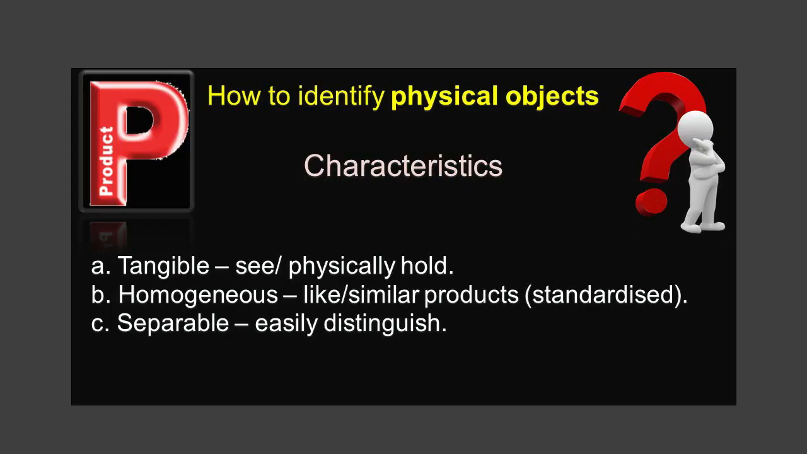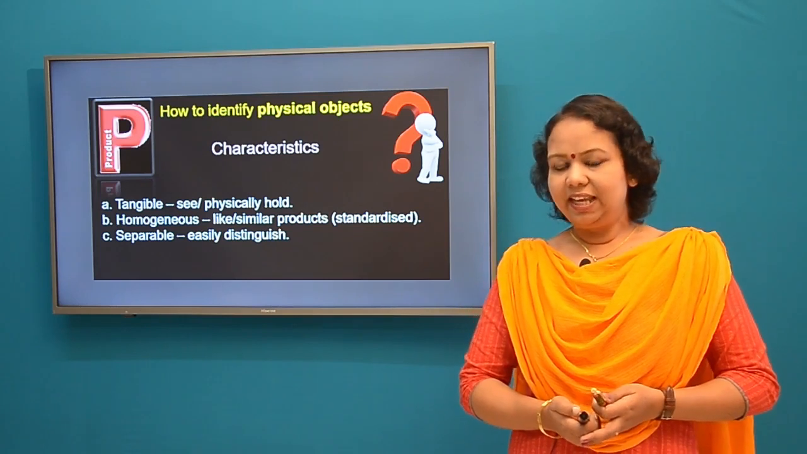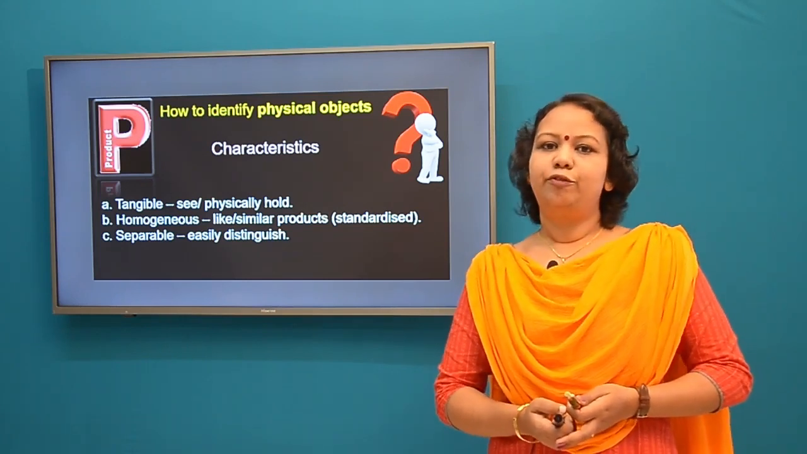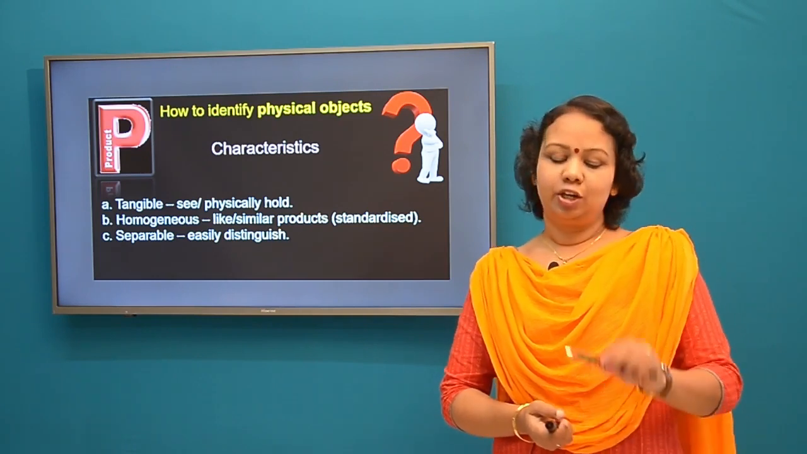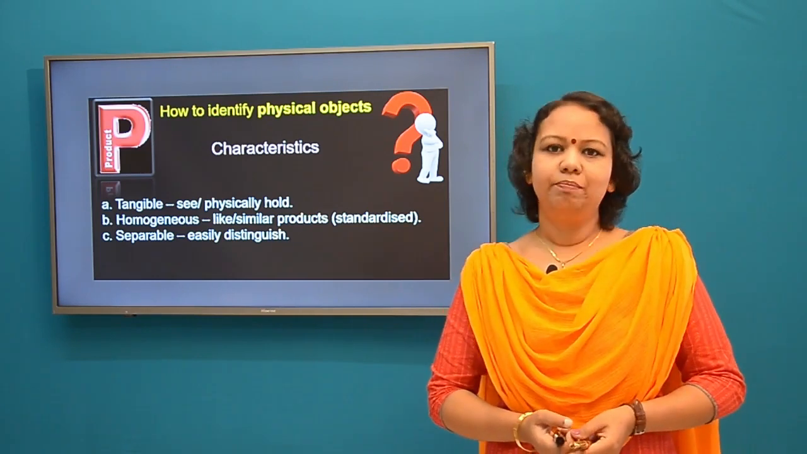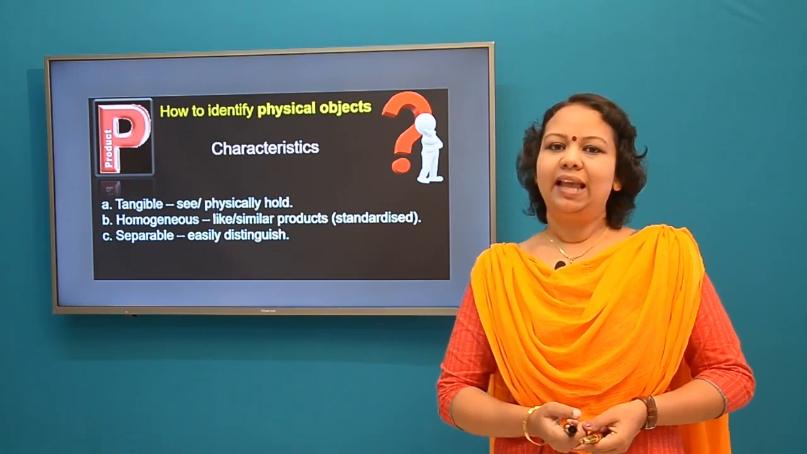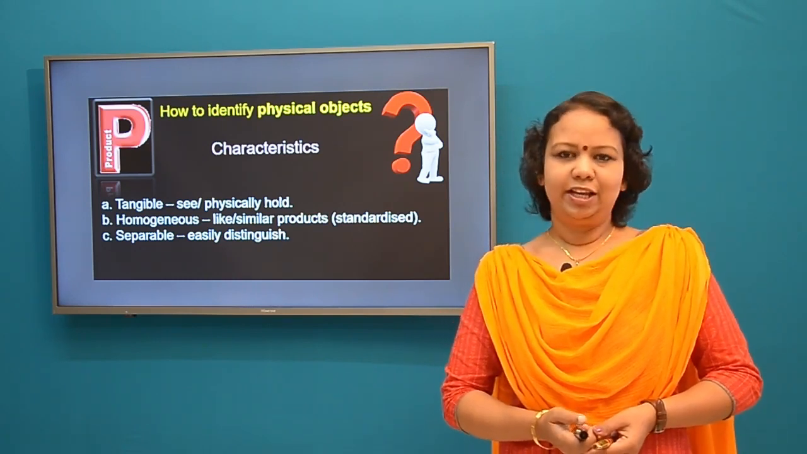Products are separable. You can distinguish a product from another product. Even it is separable from the manufacturer. You don't have to go to the manufacturer of this pen to buy that pen. You can get it from any shop which is nearby you.